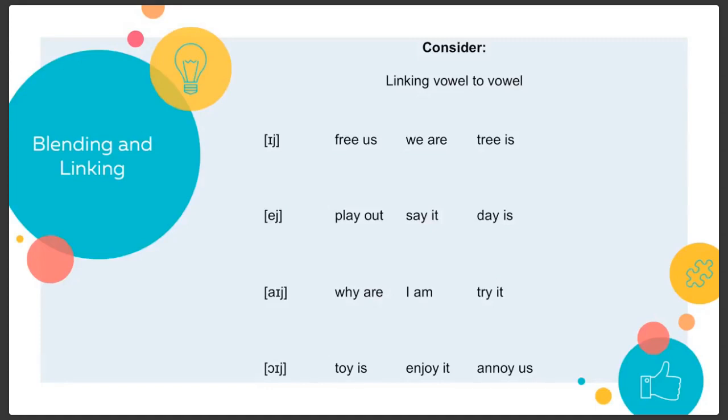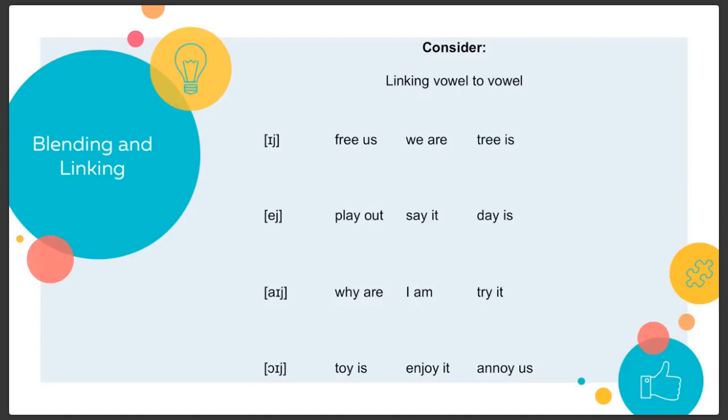And with vowel to vowel blending and linking, there are two options that we have usually. We can add in a y sound between the two vowels, or we can add in a w sound between the two vowels. So think of it like the letter Y and the letter W in English. So let's look at some of these examples. First of all, when we say I, free us, we are, tree is. Do you hear that extra y sound between the vowels? Another example with a, play out, say it, day is.